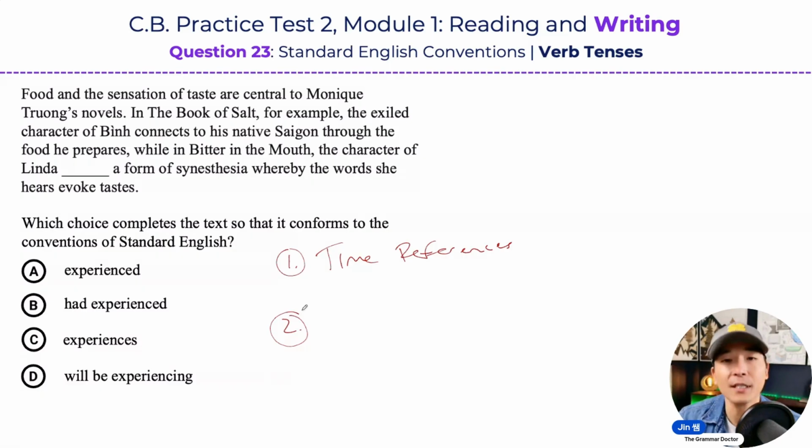So time references, check. The second thing, you guys, is going to be other verbs. You want to see how the writer writes these other verbs. Does the writer use these other verbs in the present tense or the past tense? Now, why is that important? Well, because usually the writer wants to stay consistent with how he writes or talks about topics.